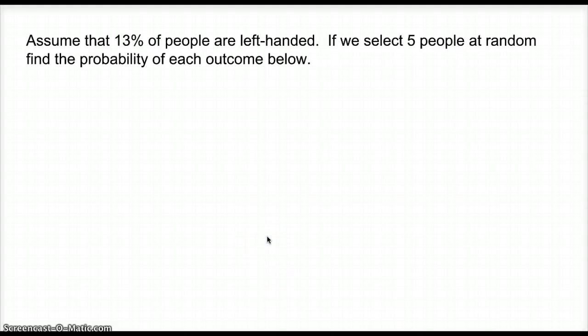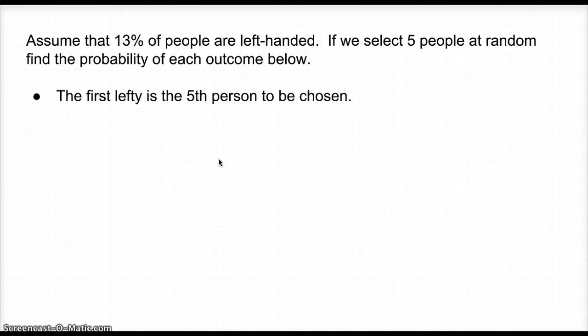So the first one is: assume that 13% of people are left-handed. If we select 5 people at random, find the probability of each outcome below. There's 6 different probabilities we're going to do, one at a time. The first one is the first lefty is the 5th person to be chosen. So pause the video, see if you can figure this out.